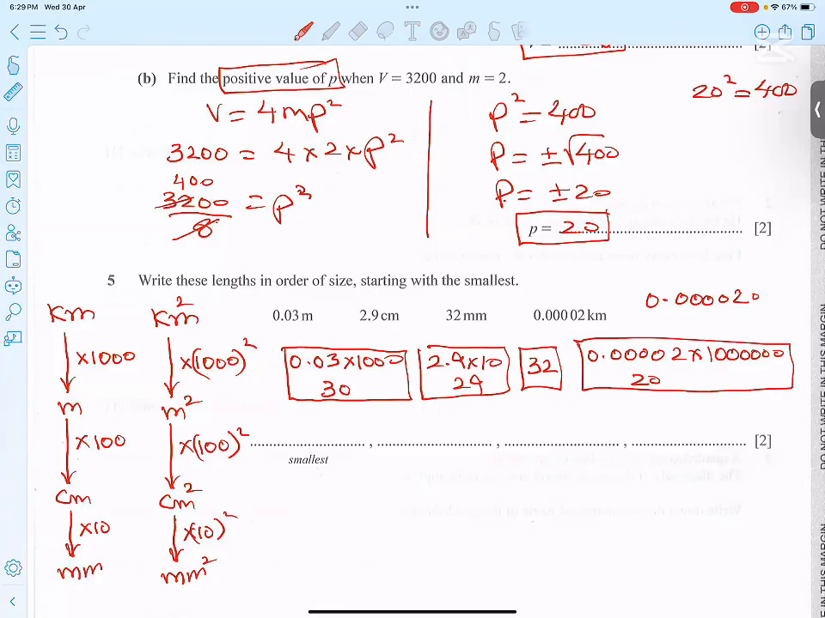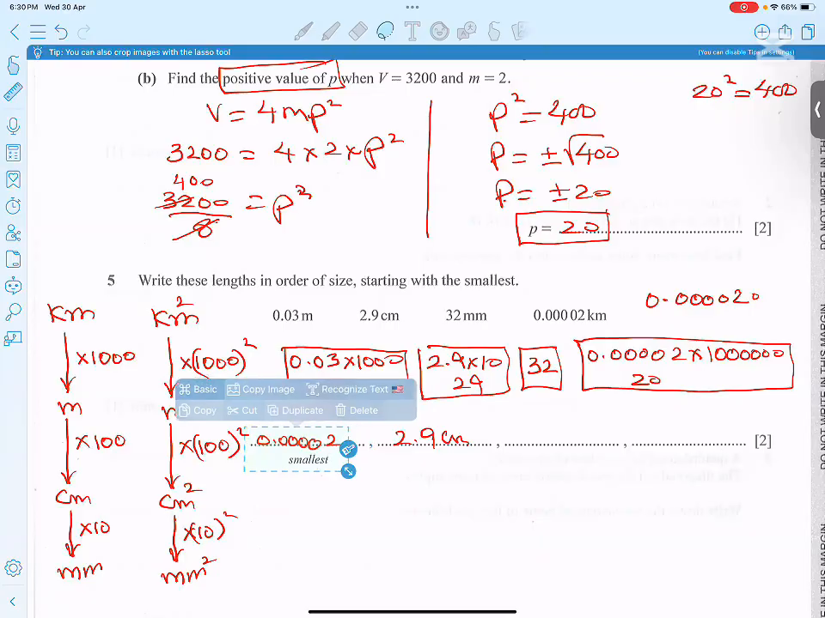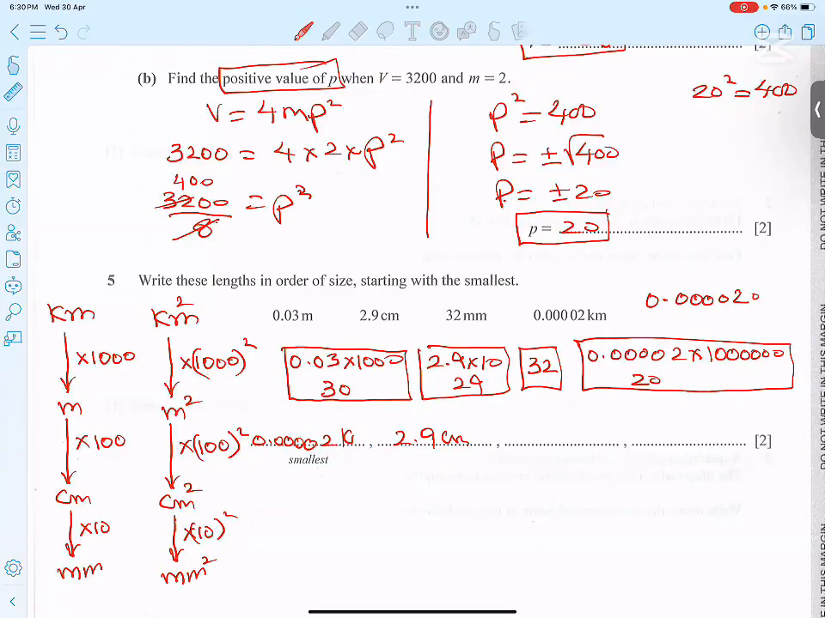Now you can see the smallest number is 20. So this number I must copy here. Some students think kilometer is a bigger unit, so this is bigger. No, not at all. Then the next level after 20, we have to go for 29, and then 30. 29 means this number, so I am writing 2.9 centimeter, and I have to copy not only this but the units also. So kilometers. Then after 29, then 30.